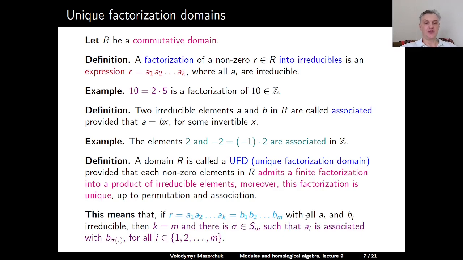This means that if we have two different factorizations of some element r, one is the factorization r is equal to a1, a2, and so on, ak, and another factorization is r is equal to b1 times b2 times and so on times bm, where all ai's and all bj's are irreducible, then we must necessarily have that k is equal to m, so the lengths of factorizations are the same, and there should exist a permutation sigma in Sm such that each element ai is associated to the element b sigma of i, for all i.